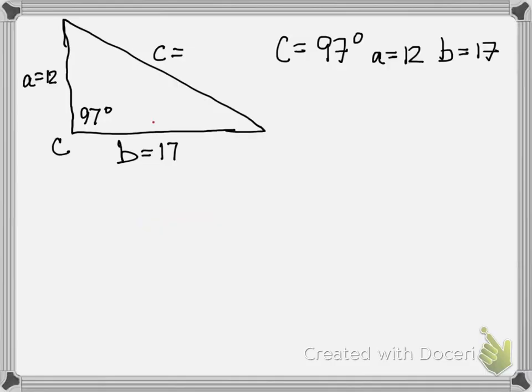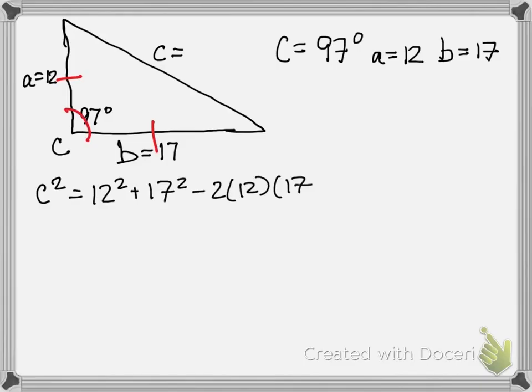There you see it, side, angle, side, SAS. So what are we going to be able to find here? Remember we have three different forms of the law of cosines. We're going to use this form here where I can solve for side C. So C squared is equal to 12 squared plus 17 squared minus 2 times 12 times 17 cosine of 97 degrees. And if you need to, you can refer to your formula that you wrote down and see how I plugged in the values here.